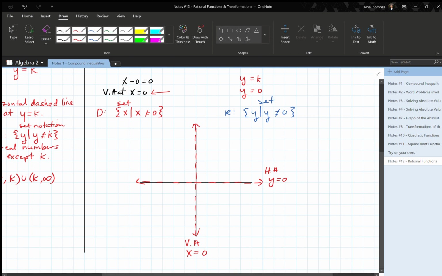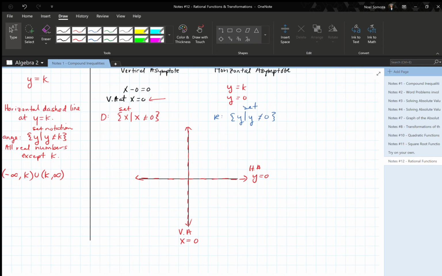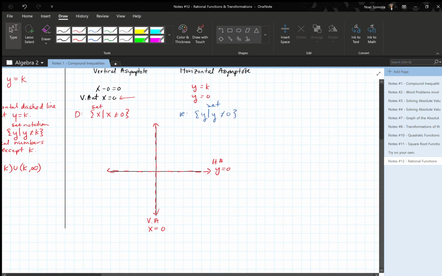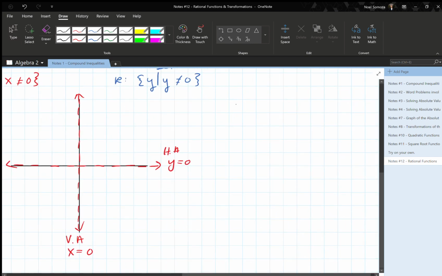Now I still need some points. I need something to be able to sketch a graph so I have an idea of how this looks. So let's make a t-table off to the side, and I want to have enough space for about 9 values. I know 9 values is a lot, but just to start off, so we get an idea of how this is going to look.